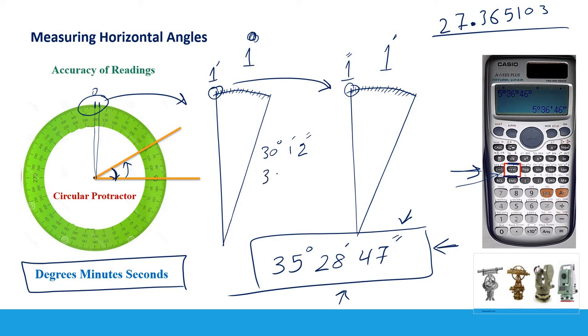For example, we measure this from left to right and then from right to left, and then we will take the average. In this case it would be 30 degrees, 1 minute and 1 second. This is just an example.